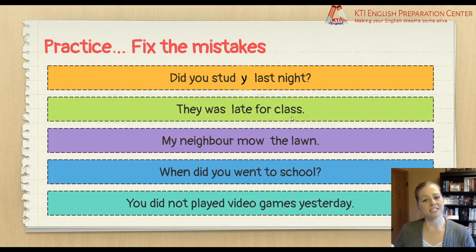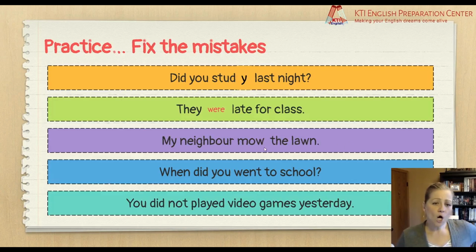They was late for class. If you know exactly what it is, let's see. Should be they were late for class. Was and were are the past tense of the be verb, but they is a plural pronoun, meaning more than one person. So we have to use were with they. They were late for class.